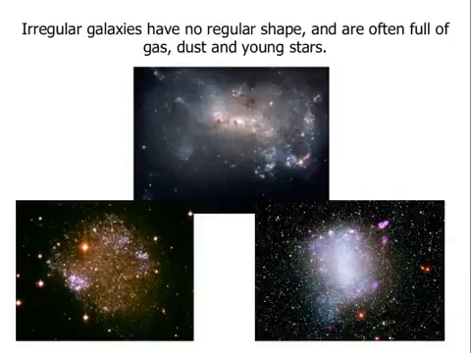And again, you see there's no definite spiral structure. There's no definite disk to it. It's just sort of irregular shaped. And then there's another irregular galaxy on the lower right. A lot of irregular galaxies have a lot of gas and a lot of dust and a lot of young stars. Some of them don't, but most do.